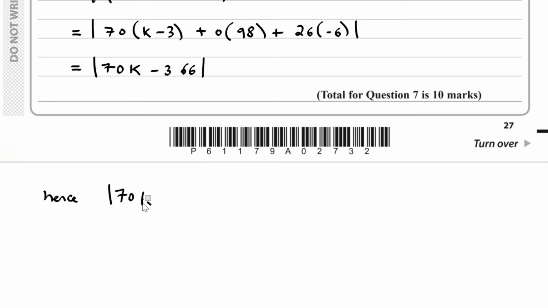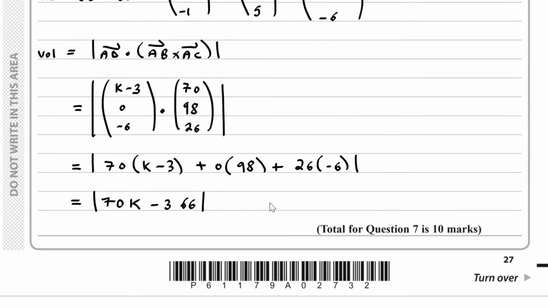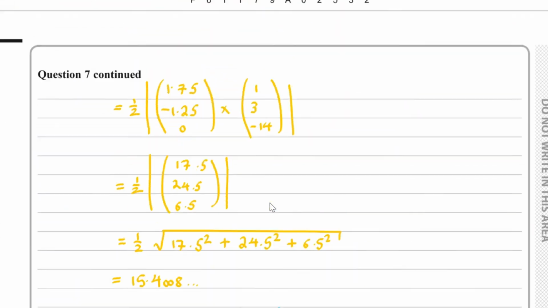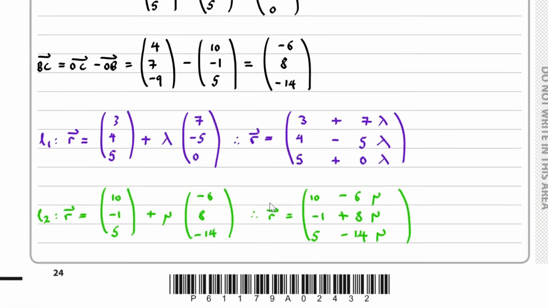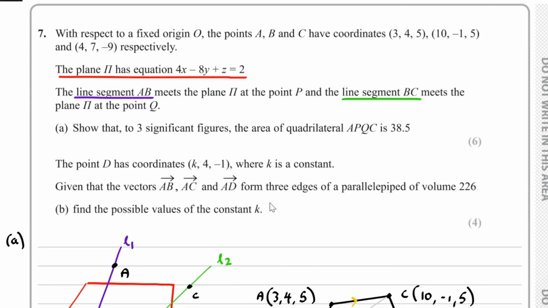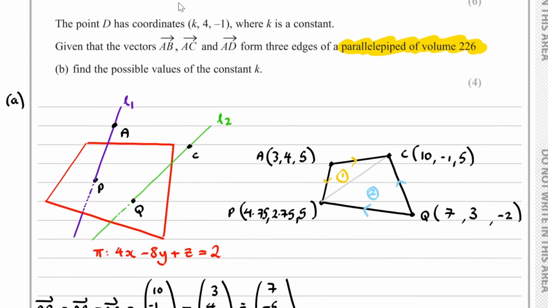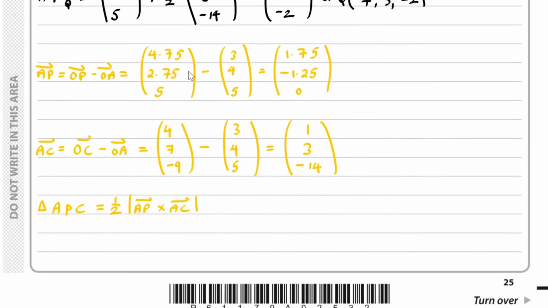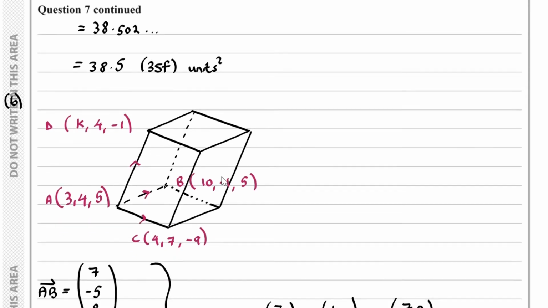So we have 70k minus 366 modded equals 226. The reason for that is, if you go back to the question, we were told somewhere the volume of this is 226. Okay, so this enables us to find the possible values of k.